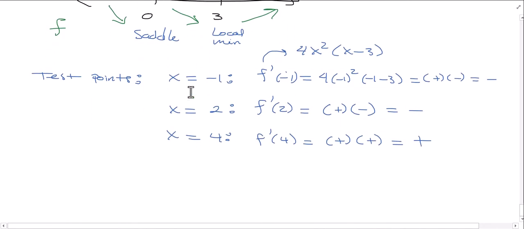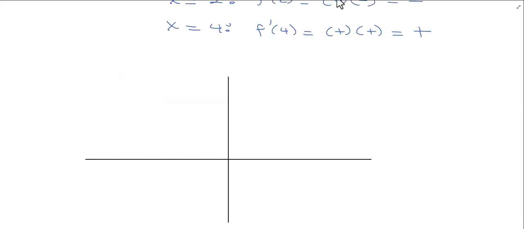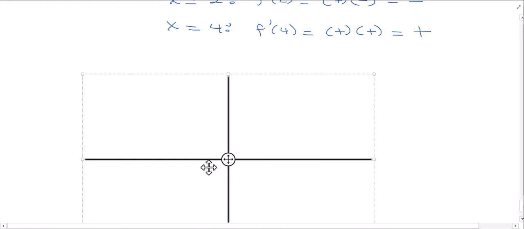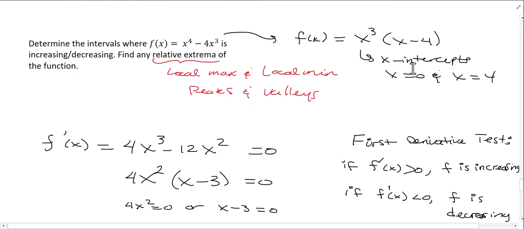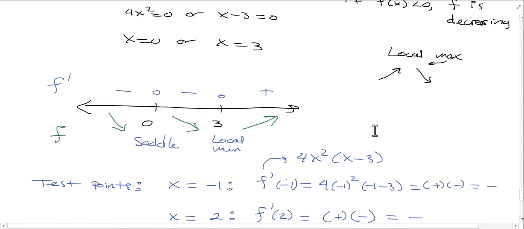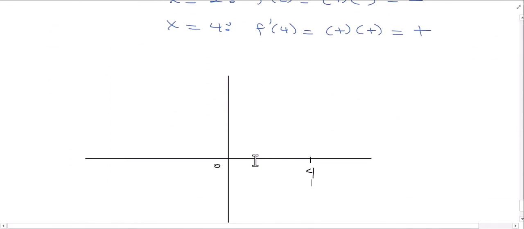So if I was going to do a rough sketch just based on my x-intercepts and my increasing versus decreasing, let me bring in a grid. Alright, so here's my grid. So 0 is an x-intercept of the function, and also 4 is an x-intercept. And as I was saying up here, the x-intercept at x equals 0 came from the x cubed term. So as we cross x equals 0, we're going to behave the same way that x cubed behaves.